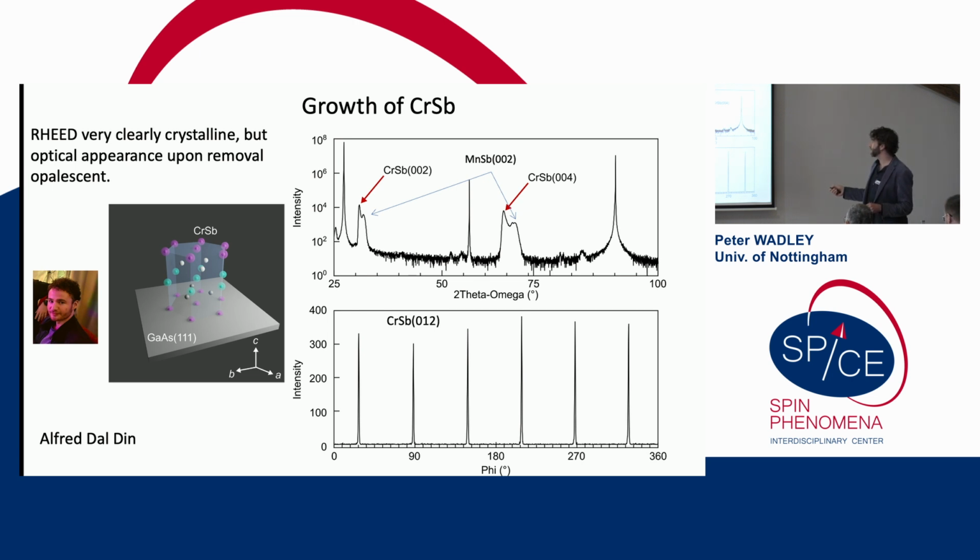And this actually appears to grow really nicely. You can see the XRD here, so you can see clearly the chromium antimony 002 and 004 peaks, and next to it the manganese antimony. And if you look in plane, you can see that it's a well-ordered single crystal with the expected six-fold symmetry. What was a little surprising is that the RHEED, the surface diffraction, looked perfect, the growth looked really good, but when you take it out, it's immediately milky and opalescent, which is not a great sign.